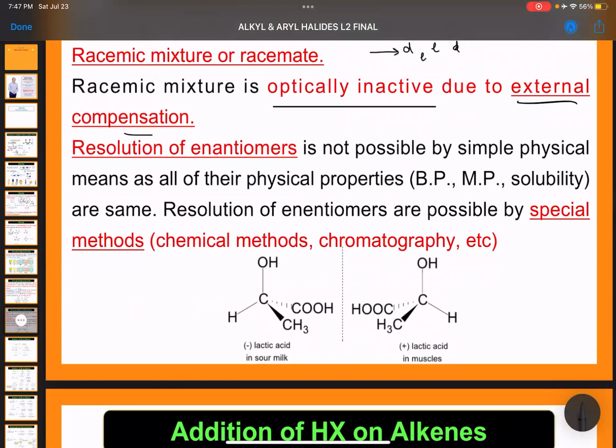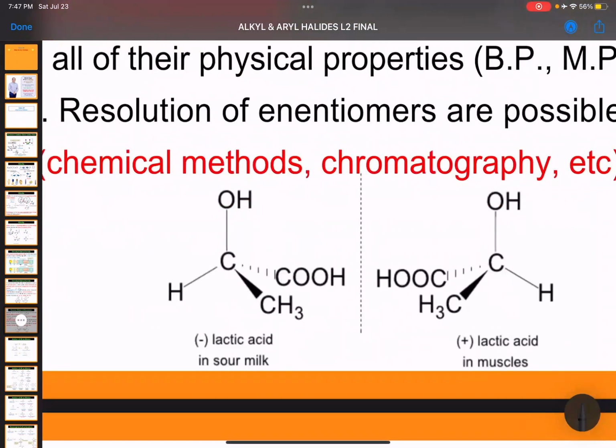Okay. So this is lactic acid. Very famous molecule which is present in milk curd. So lactic acid is actually optically active. It is a chiral molecule. You can say that it is chiral, right?